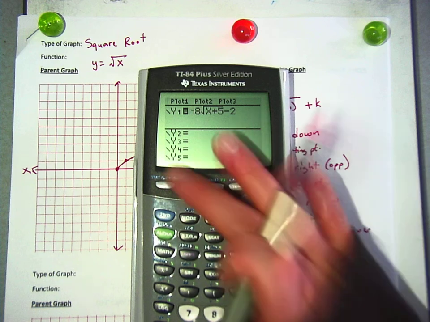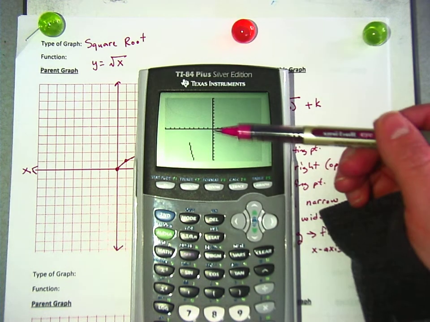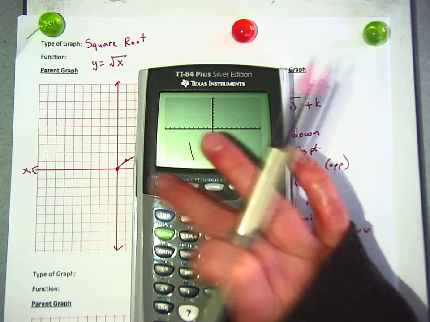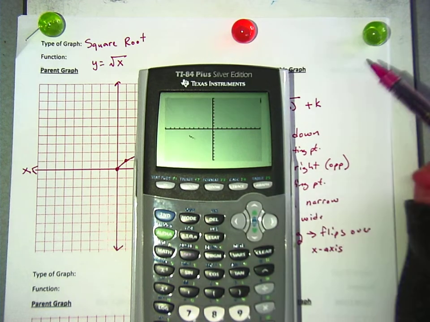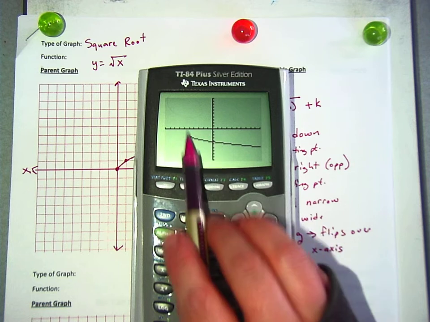Needs to go down 2. So it's left, going down 2. It's hard to see this because it's broken, and then it's kind of steep. If I change the steepness, maybe it's easier to see. There we go. Do you guys see how it's moved left 5 and down 2?